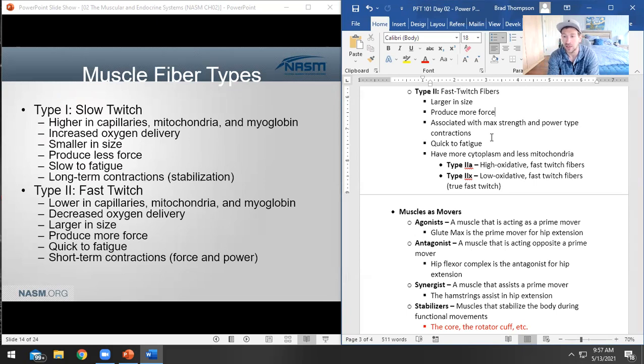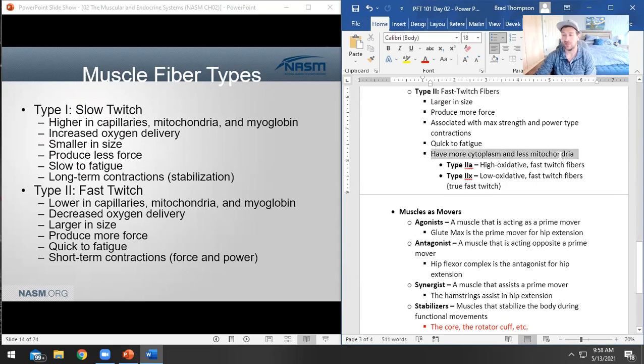But the problem here is they don't have as much blood flow as our type 1 fibers. They don't have as much mitochondria as our type 1 fibers. So they're not able to produce energy on the go as easily. So these are muscle fibers that are pretty quick to fatigue.